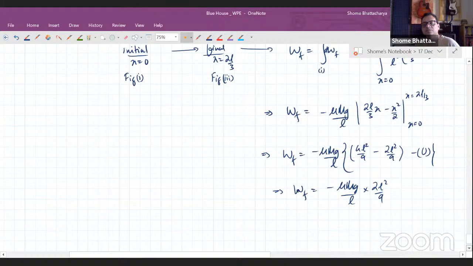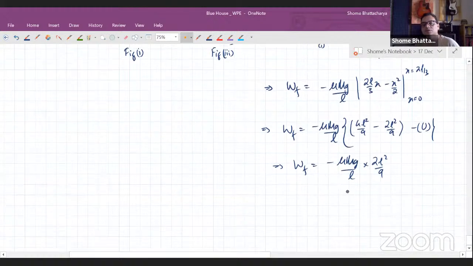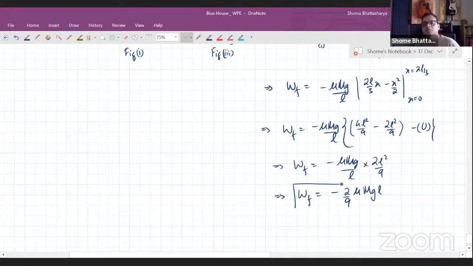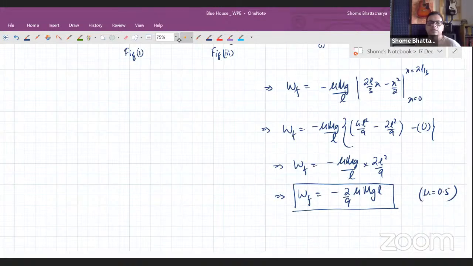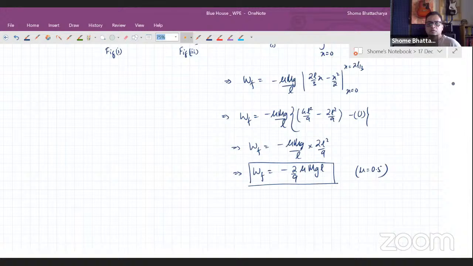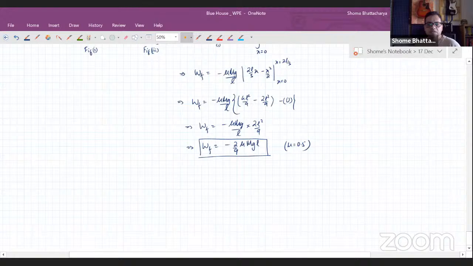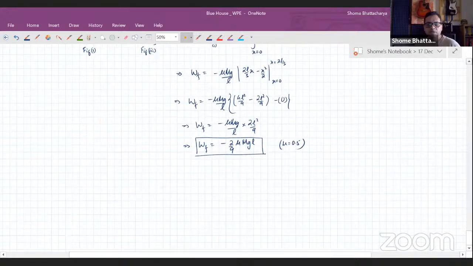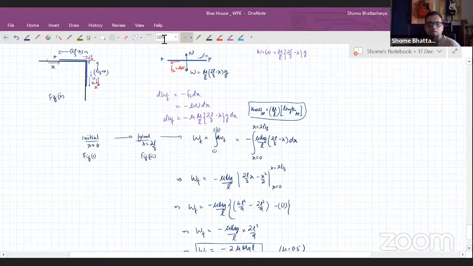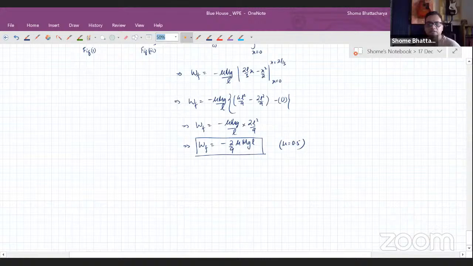So the work done by friction expectedly is negative, but it's equal to how much? Minus 2 by 9 mu mg L. And remember, we already know that the value of mu is 0.5. That was what we had calculated earlier. Okay, so this is the work done by friction. And of course, next we will consider the change in potential energy so that we can then apply work energy theorem and calculate the overall change in kinetic energy.